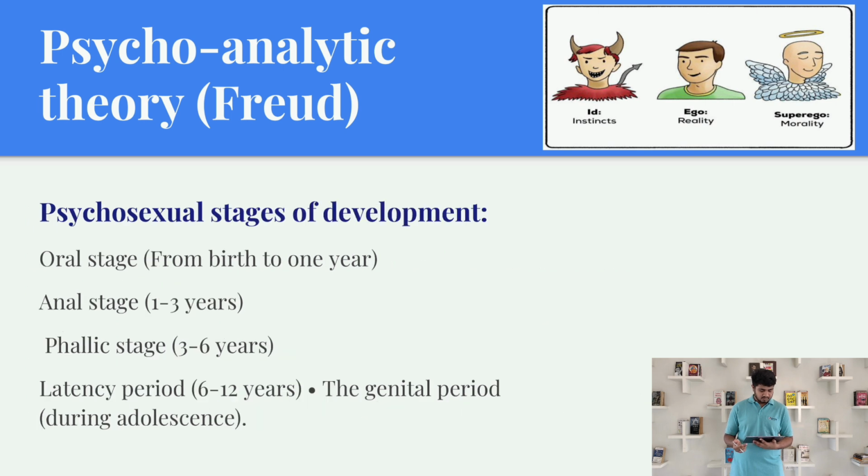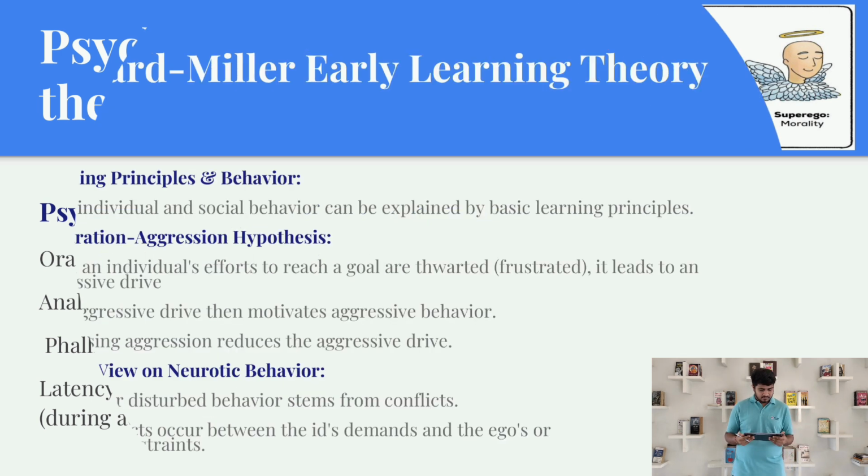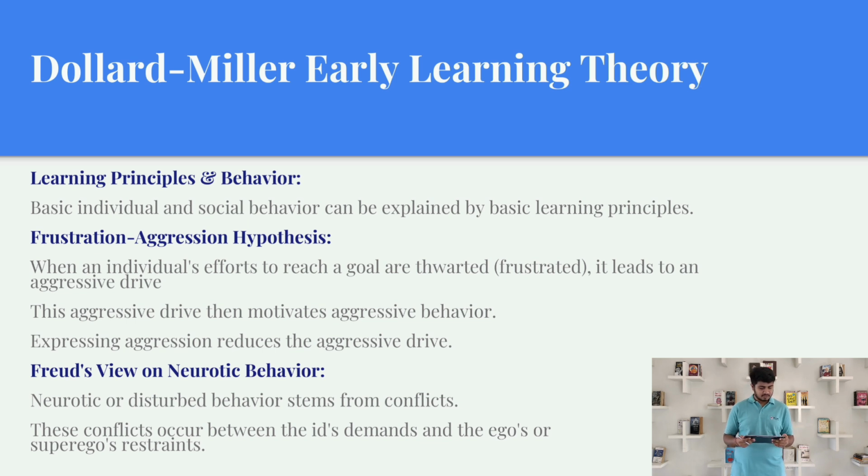Moving further, there are the psychosexual stages of development. The first is the oral stage, which is from birth to 1 year old. Then the anal stage, from the first year to the third. The phallic stage is from the third to the sixth year, and the latency period is from the 6th to the 12th. The genital period is from adolescence. So it may vary.